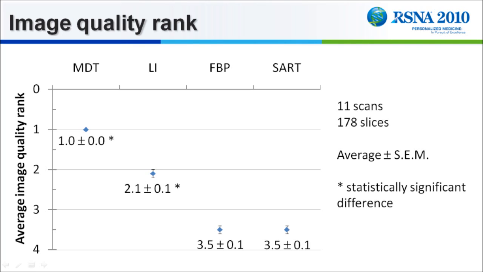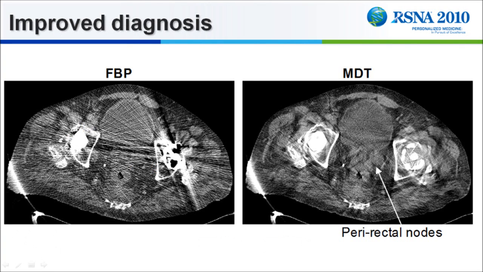Now, improved image quality is good, but in order for this to really be useful, it has to affect the diagnosis and improve patient management. Here's the scan I showed at the beginning of the talk from a patient with a history of rectal cancer who has bilateral hip replacements. When we reduce the metal artifact, we see enlarged perirectal lymph nodes.